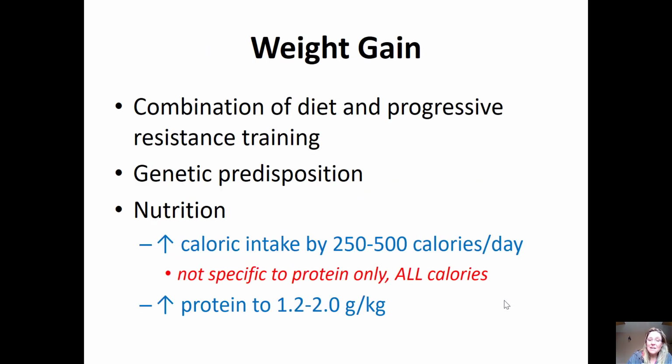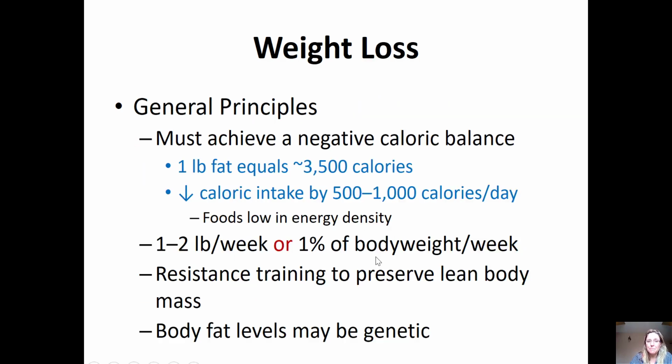As far as weight gain, on the other hand, many people want to gain. Some of our clients might want to gain weight. So we have to increase their caloric intake by about 250 to 500 calories a day. And it doesn't have to be just protein calories. It can be spread between carb, protein, and fat. And we should also try to increase that protein a little bit, between 1.2 to 2 grams per kilogram of body weight. So definitely want to combine diet with a progressive resistance training program if they want to gain the weight. But these are some key guidelines to follow if a client wants to gain.